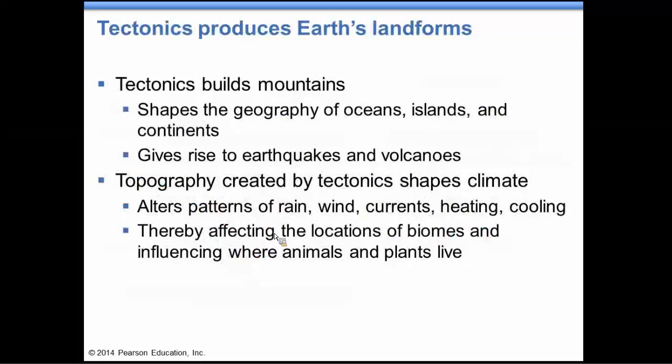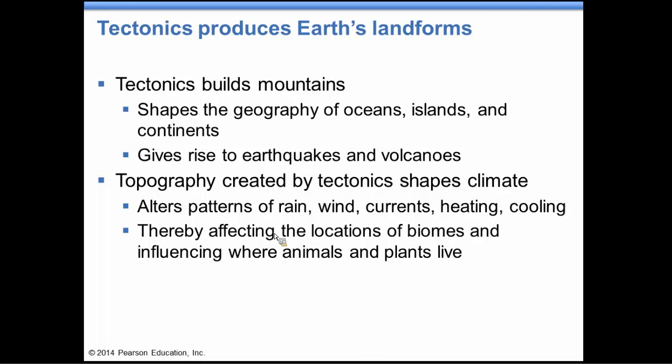Tectonics produces Earth's landforms. Tectonic movements build mountains, shape the geography of oceans, islands, and continents, and give rise to earthquakes and volcanoes. The topography created by tectonic processes in turn shapes climate by altering patterns of rainfall, wind, ocean currents, and heating and cooling, all of which affect rates of weathering and erosion and the ability of plants and animals to inhabit different regions. Only in the last several decades have scientists learned about plate tectonics. This environmental system of such fundamental importance was completely unknown to humanity just half a century ago.